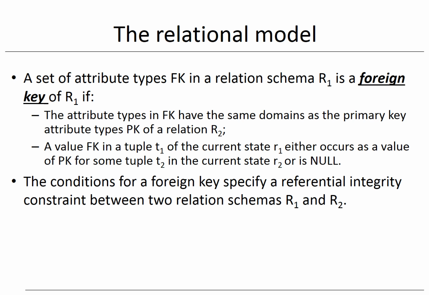First, the attribute types in Fk have the same domains as the primary key attribute types Pk of a relation R2. Next, a value Fk in a tuple T1 of the current state R1 either occurs as a value of Pk for some tuple T2 in the current state R2 or is null. These conditions for a foreign key specify a referential integrity constraint between two relation schemes R1 and R2.